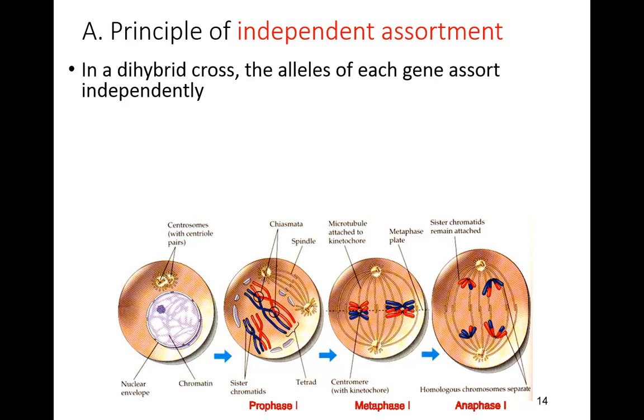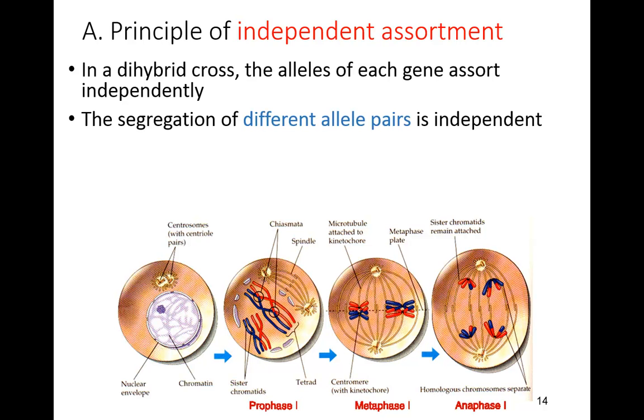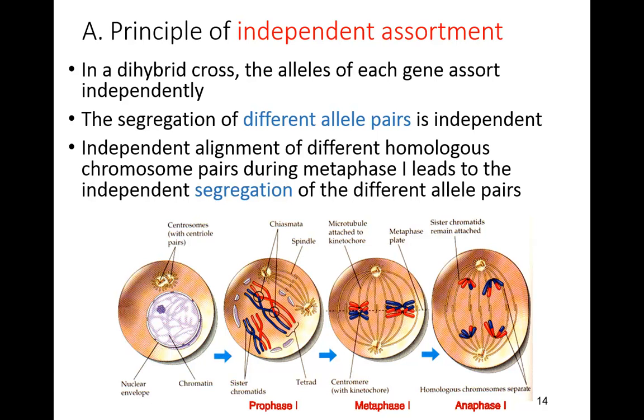So this led to Mendel's second principle, the principle of independent assortment, which is kind of like segregation, but it's talking about genes on different chromosomes. So in the dihybrid cross, the alleles of each gene assort independently. So just because something's green does not mean it's going to be wrinkled or smooth. Those traits are independent of each other. They show random combination when they come back together in fertilization.